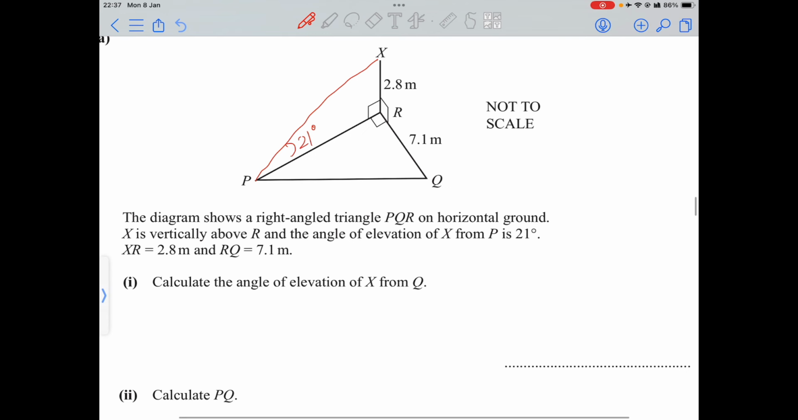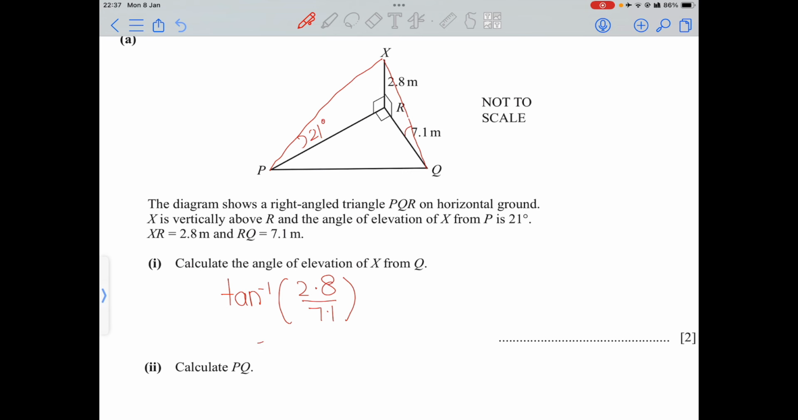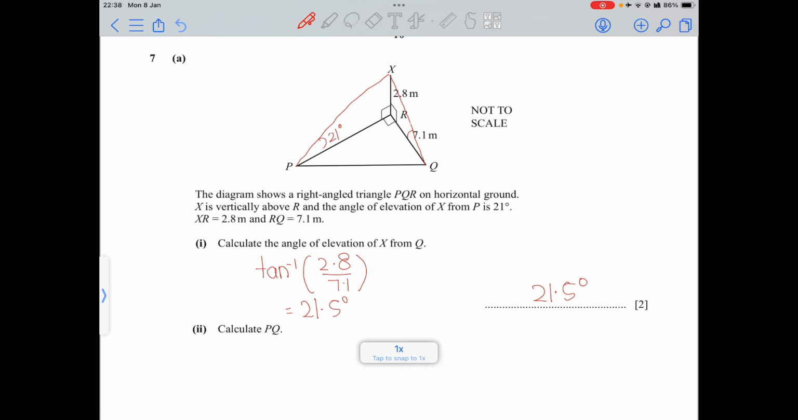When you say angle of elevation, it should look something like this, basically this angle. So that's going to be tan inverse of the opposite, 2.8, over the adjacent, 7.1, which gives me 21.5 degrees. Another thing is to find PQ.